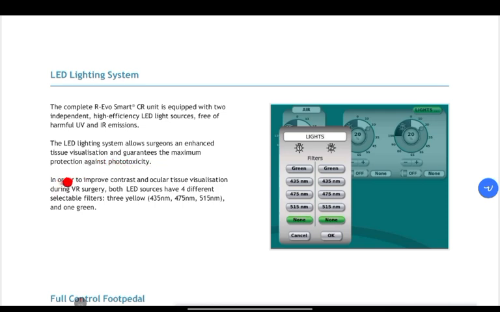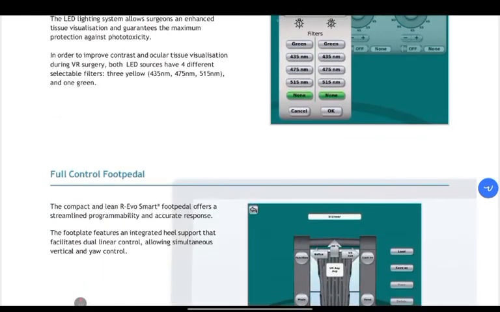phototoxicity. In order to improve the contrast and ocular tissue visualization during VR surgery, both LED sources have four different selectable filters: three yellow, 435 nanometer, 475 nanometer, 515 nanometer, and one green. So this is all about the features of the machine.